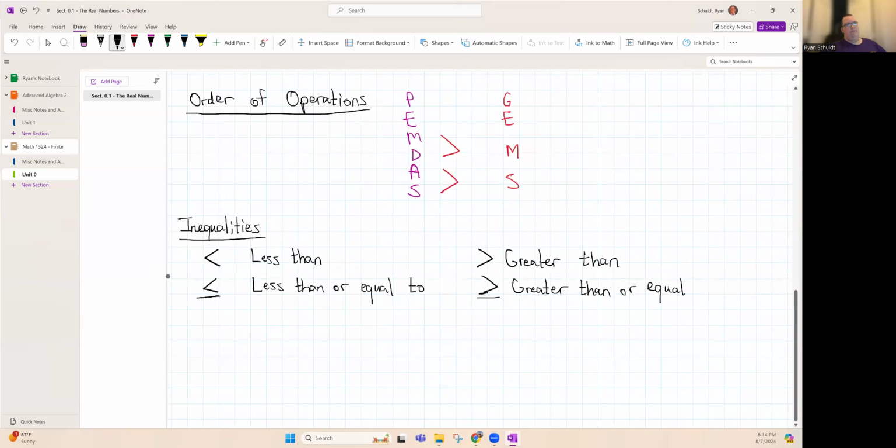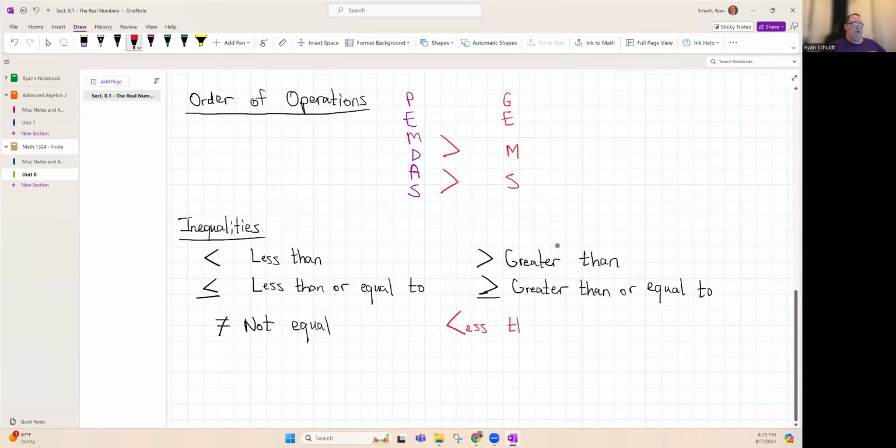And then another inequality is, well, the not equal sign. That means not equal. For the less than and the greater than, a memory trick that I like to show those that are still trying to get them straight. Think of it this way.